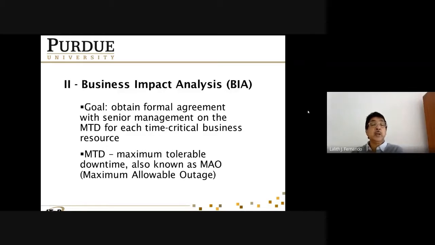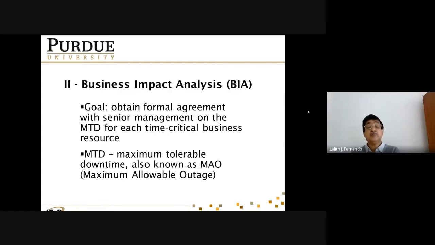Right. Now, this needs so much of articulation. Just look at the goal of business impact analysis. Obtain formal agreement with senior management on the MTD. MTD is the maximum tolerable downtime for each time critical business resource.